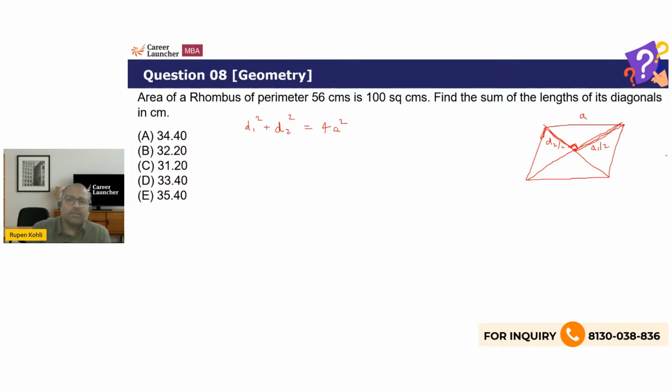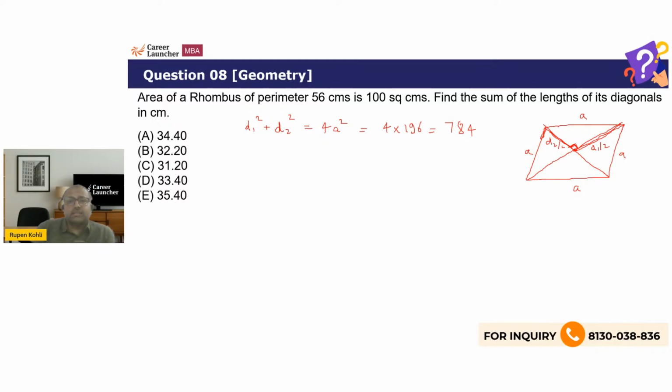Now, obviously all the sides are equal. This is a rhombus. So perimeter is 56, which means side length is 56 by 4, 14, right? 4a is 56, a is given as 14. So d1 square plus d2 square is therefore equal to 4a square, which is 4 into 14 square. So that's 4 into 196. So that is 784. That is one thing that we have about the diagonals. d1 square plus d2 square is 784, right?